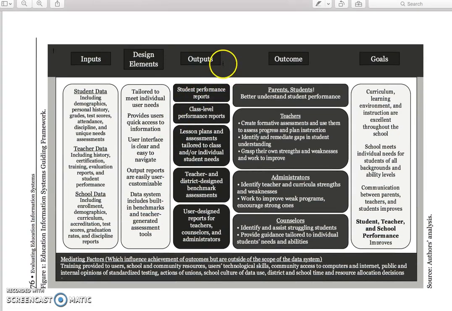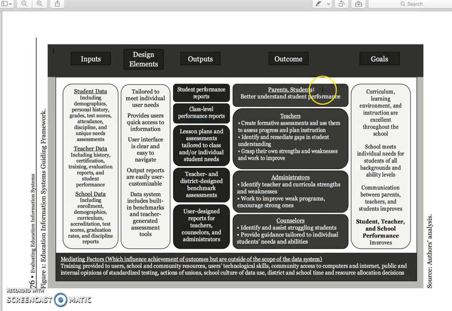The next dimension is this output dimension. And an output refers to the various tangible products generated by education information system. Examples would include those data reports, performance reports, or even assessment or lesson plans or assessment plans. So this is the output dimension.